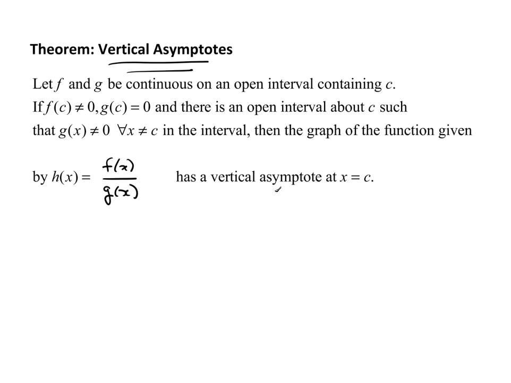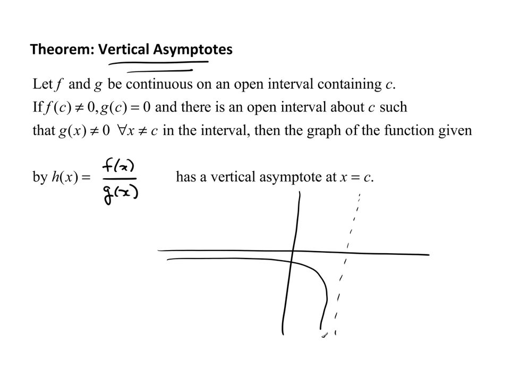Now, that's a mouthful. Let's just figure out what that just said. So let's take a look at that previous one we just did. And h of x in this case is equal to 1 over x minus 3. Actually, the one we just did was squared, but who cares? It's the same idea. So in this case, f of x is 1, and g of x is x minus 3, and c will be equal to 3.